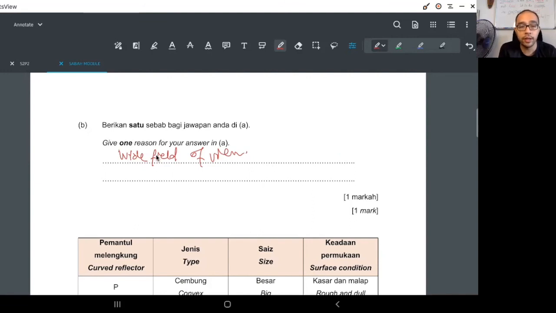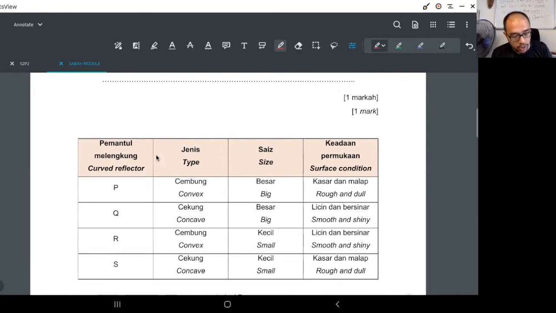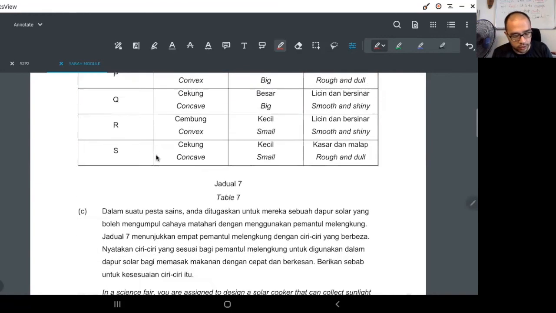Yes, okay, wide field of view. Generally when we talk about a convex mirror, we're talking about this kind of reasoning. Wide field of view, the objects look smaller. You want to see more things. Now, reflector, there are 2 types of this one, the size and the surface condition.